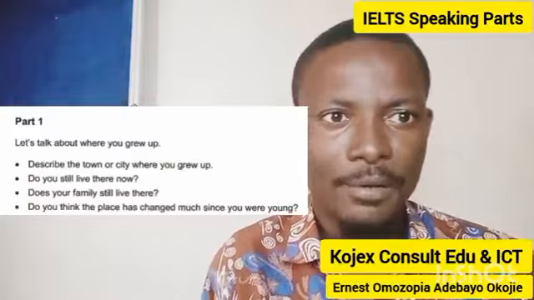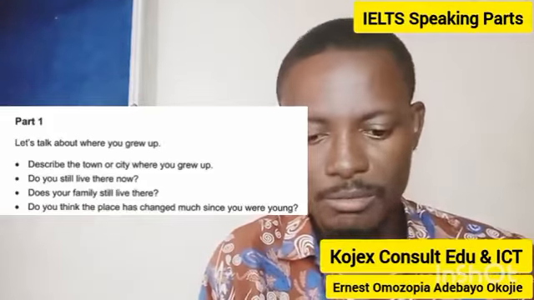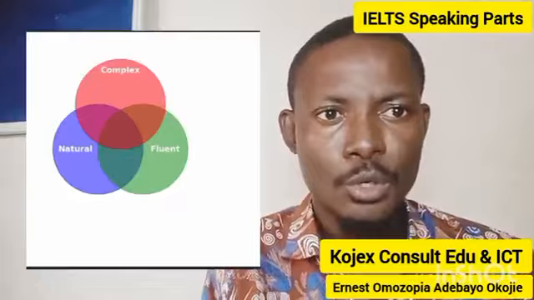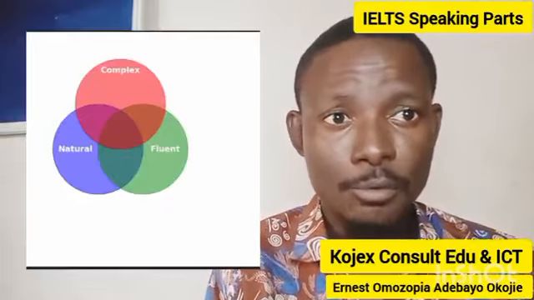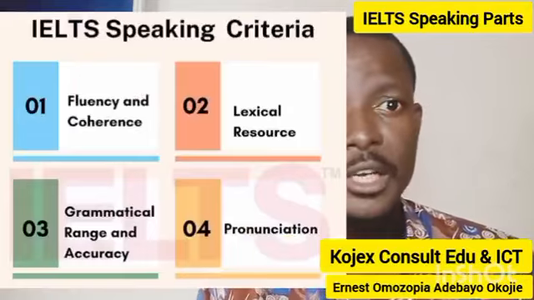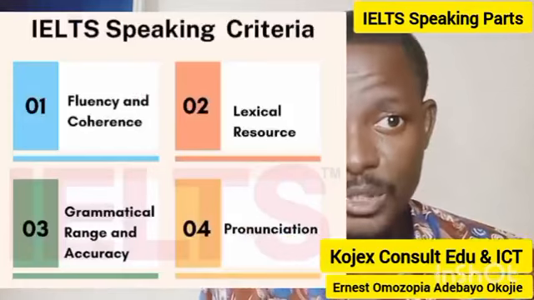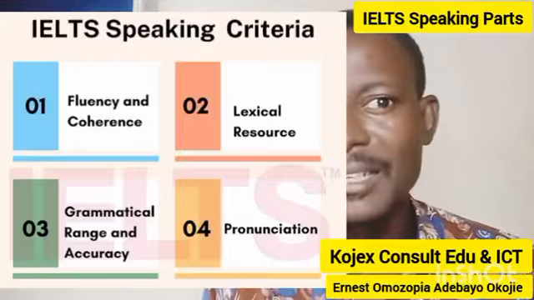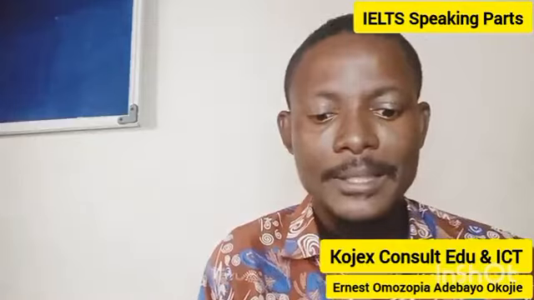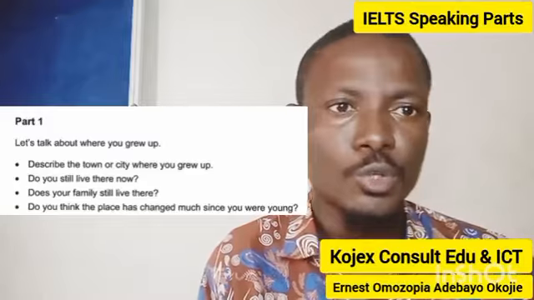Now, this question you have on the board in front of you, let's talk about where you grew up. Now, the response would be, remember what I taught in the previous video. Number 1, sound complex. Number 2, be fluent. Number 3, sound natural. And remember the 4 parameters: your pronunciation, your lexical resources, your coherence, which is the logic of what you are saying, and the fluency. And lastly, your language. Now, the first part is describe the town or city where you grew up.